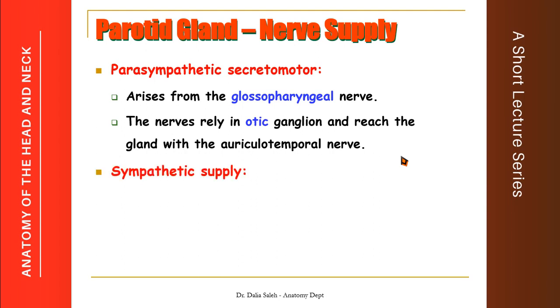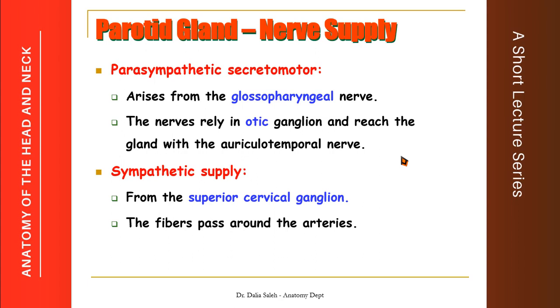The sympathetic supply for the parotid gland: the sympathetic fibers arise from the superior cervical ganglion. The sympathetic fibers make a plexus around the arteries and reach the gland, and has a vasomotor control of the blood vessels of the parotid gland.